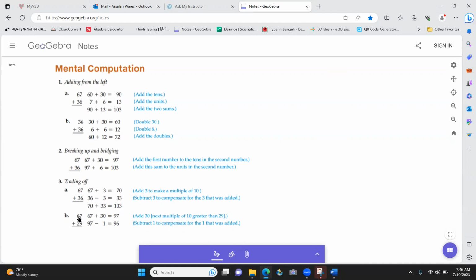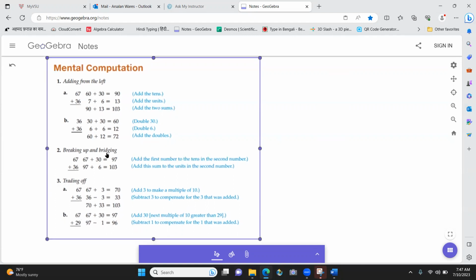Try another one. 67 plus 29. This is a little different. So you're going to add 30, 67 plus 30. You added one extra, right? 67 plus 30 is 97. But 97 can't be the right answer because you added an extra one. So you subtract it. The answer is 96. So this is nice. This is a very nice, very important slide that helps us see how numbers can be added in a variety of ways.